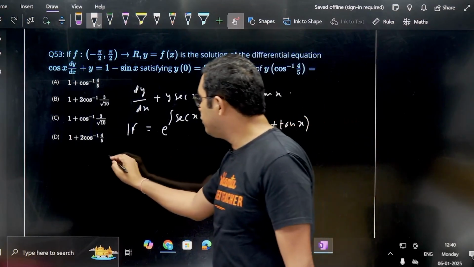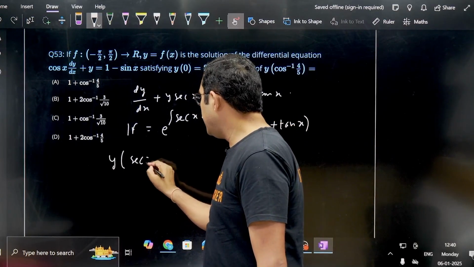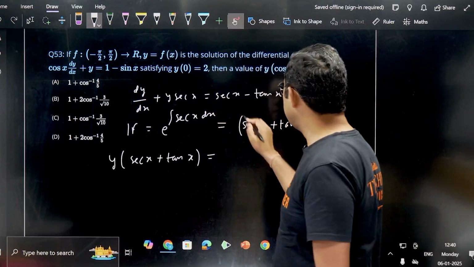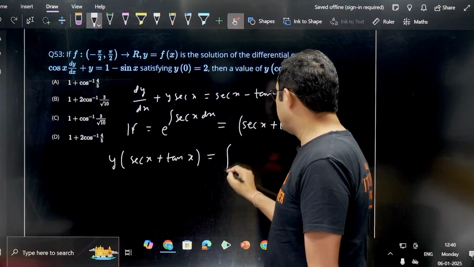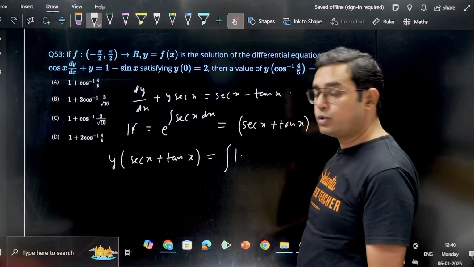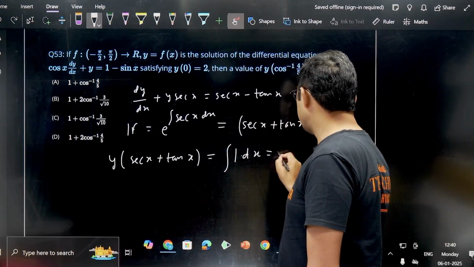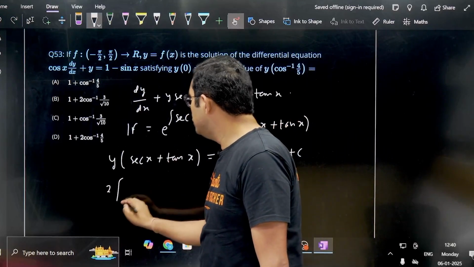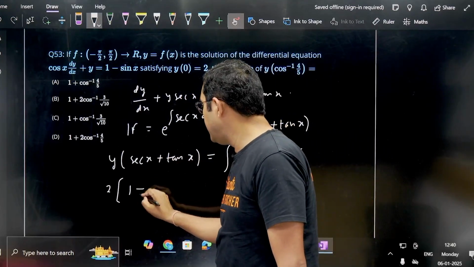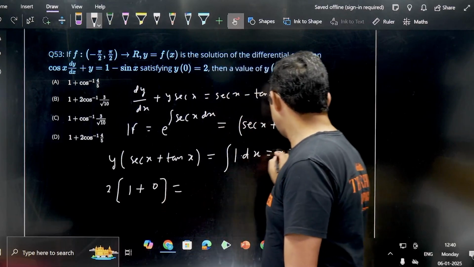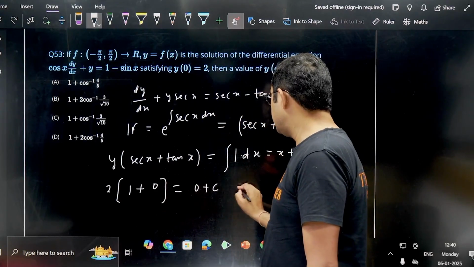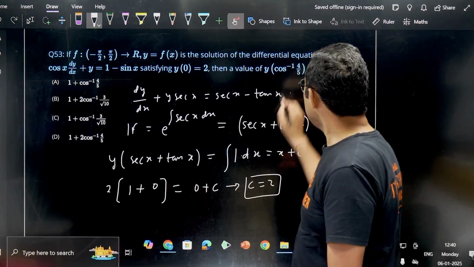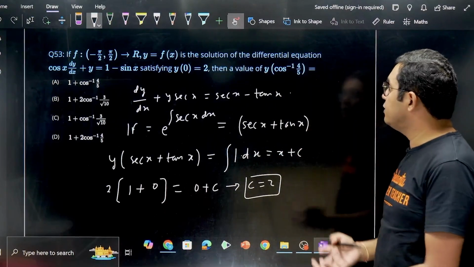So the solution would be y into secant x plus tan x, and on the right hand side this will get multiplied with this, it becomes 1 because of the secant square x minus tan square x identity. This is x plus c, and we are given at x is equal to 0, y is 2. At x is equal to 0, secant is 1, tan is 0. At x is equal to 0, this is 0, and hence c is equal to 2. Now they are asking what will be y at cos inverse 4 upon 5.